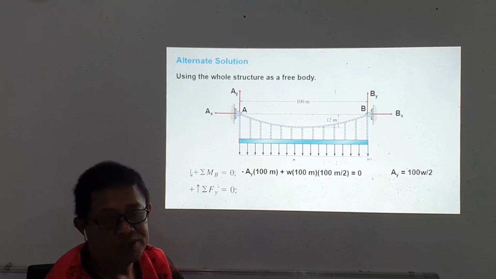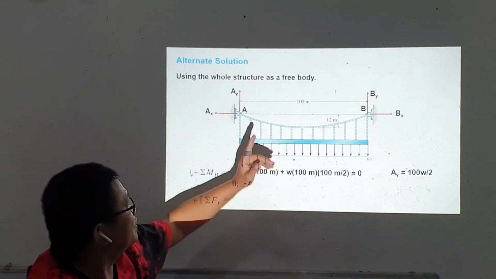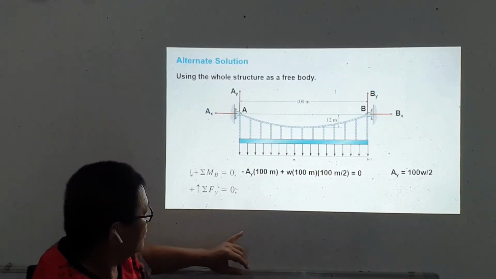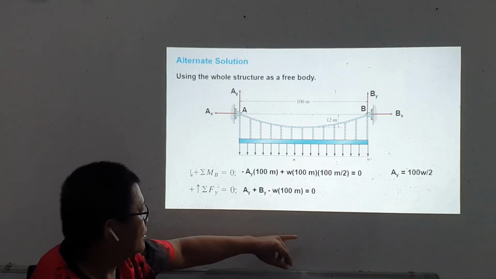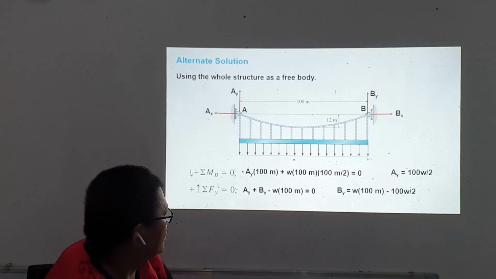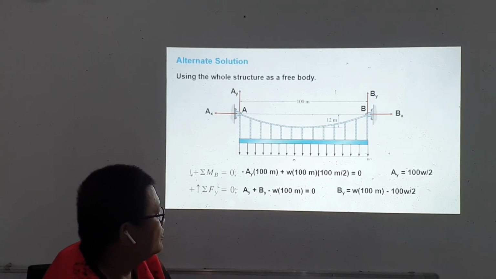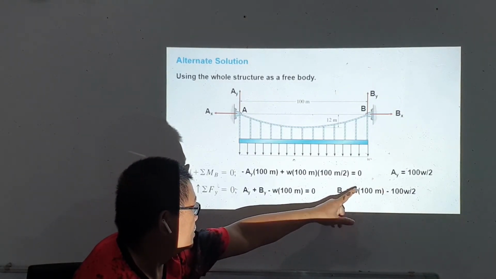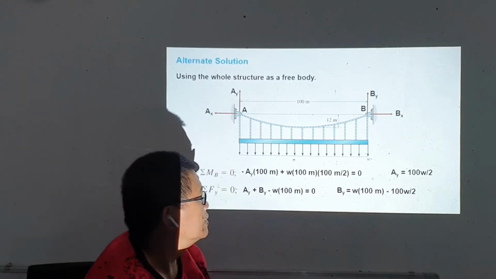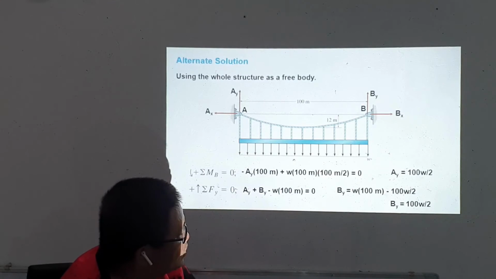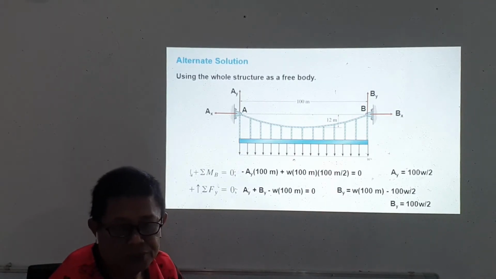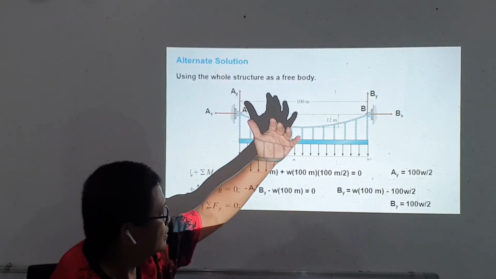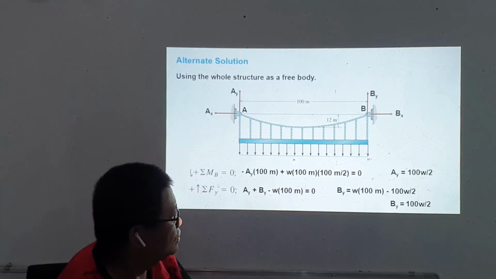Then summation of forces on Y equals 0. Of course, we have EY plus BY equal to the distributed load. EY plus BY minus W times 100 equals 0. And we will have the equation BY is W times 100, the total load, minus EY, 100 W over 2. And we will also get that BY equals 100 W over 2, they are equal. So this is just to show that EY should be equal to BY to resist the total load.